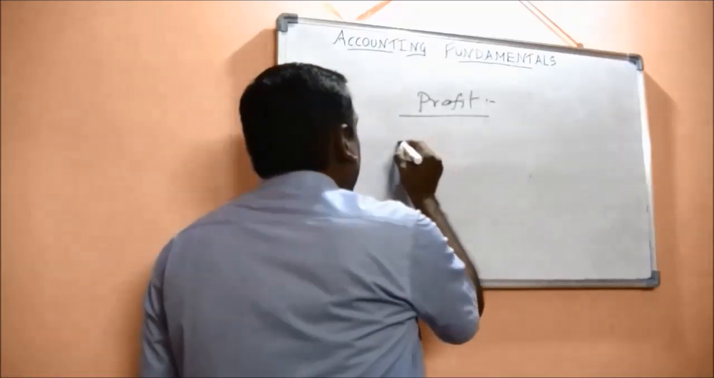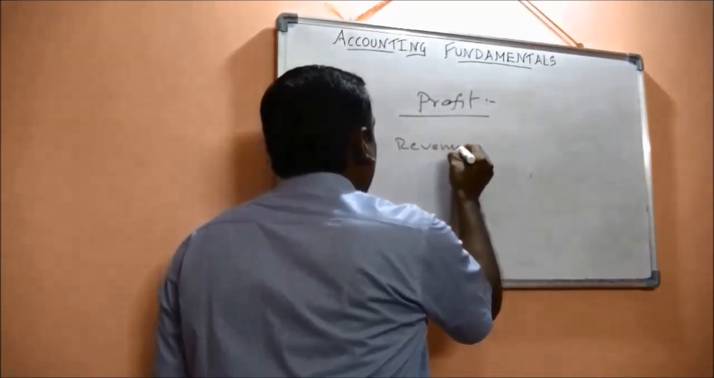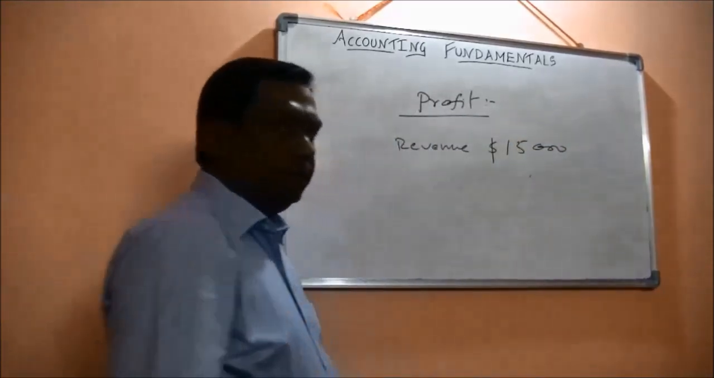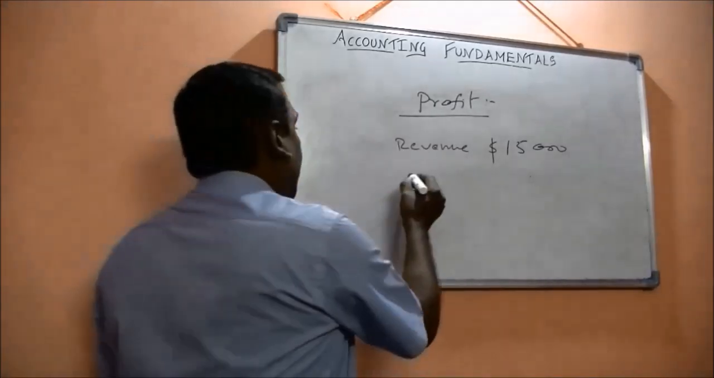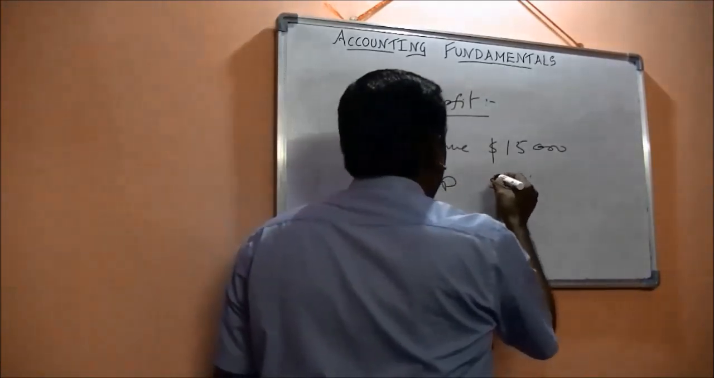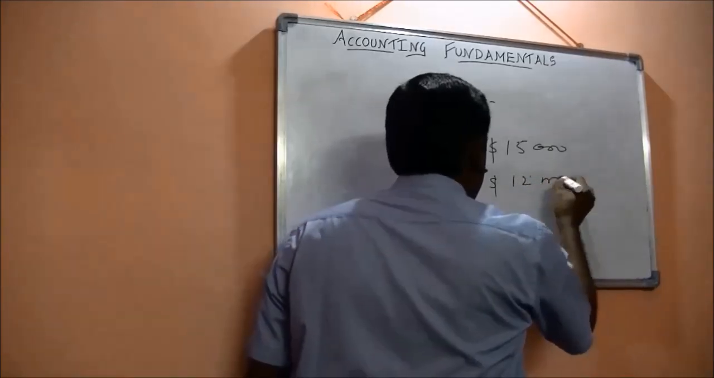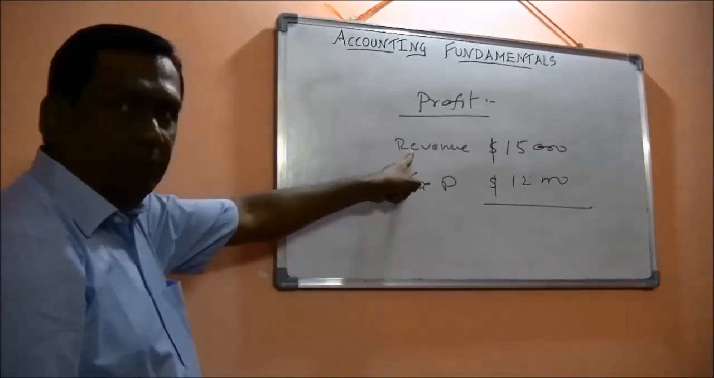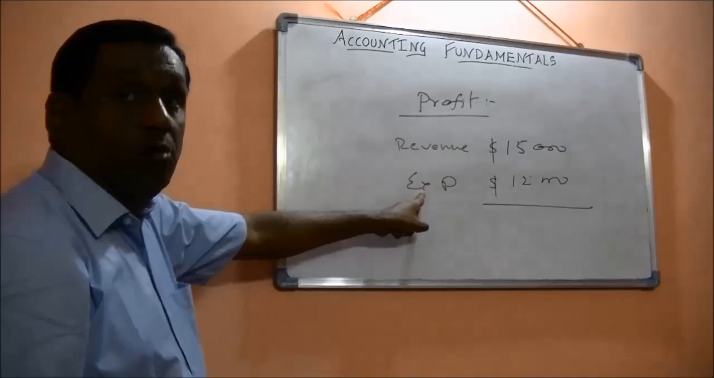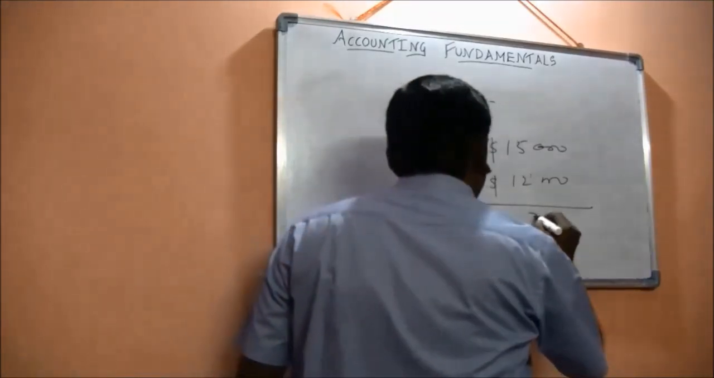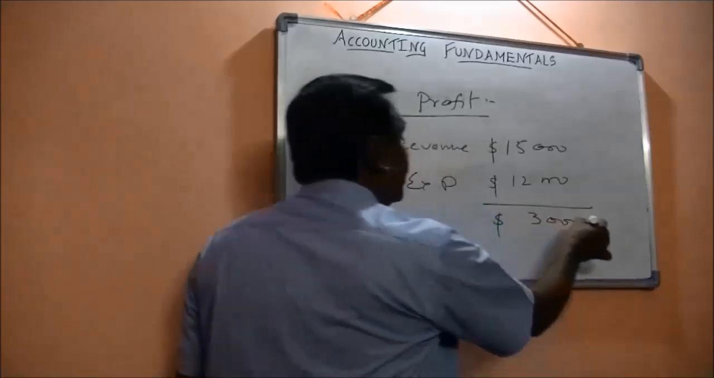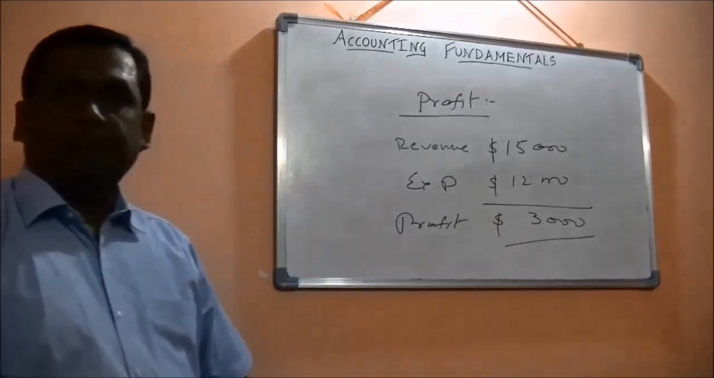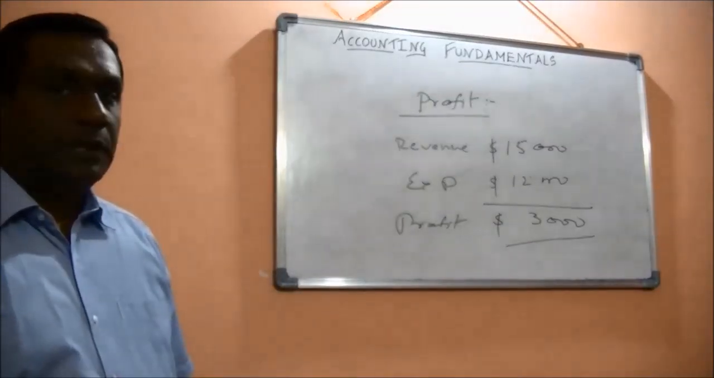Let us say I have revenue of $15,000 and my expenditure is $12,000. I have excess of revenue over my expenditure. How much? $3,000. This $3,000 will be considered as profit. Clear?